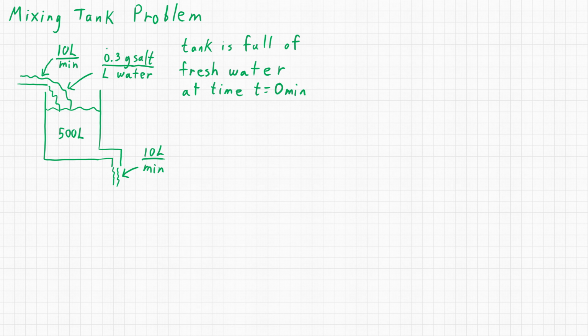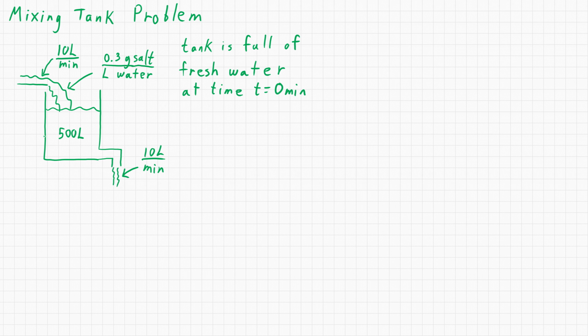The mixing tank problem is a really common first application for first order ODEs because it can be made without a whole lot of expertise. You don't need to know a lot of physics, it's easy to set up, and you can use the units to try and figure out what the ODE should be.